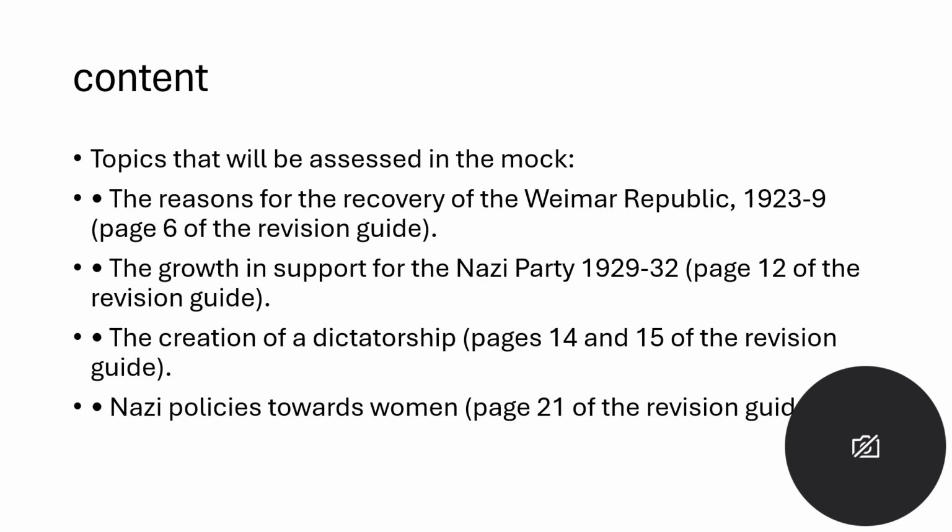So those are the topics that are going to be assessed tomorrow. So making sure, please, that you have gone through those on the revision guide. And if you don't know where that is, it's on Arbor.